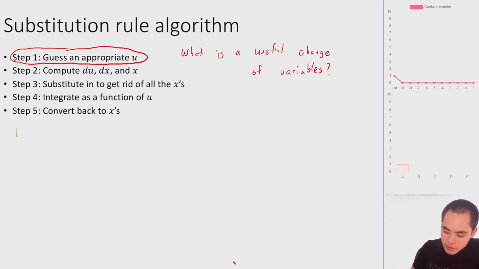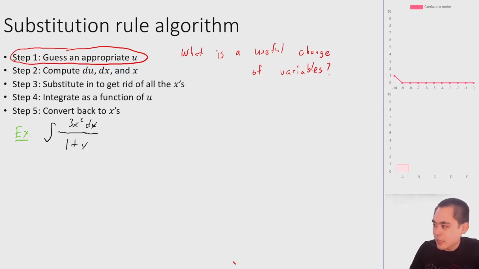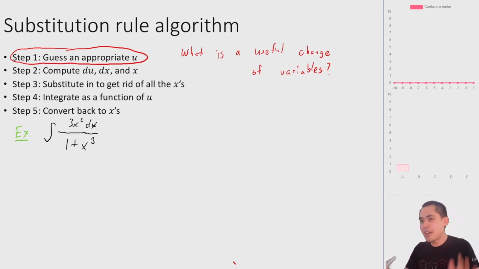To do this, let's go back and look at a couple easy u substitutions. Let's start with an example. Suppose I have the integral of the fraction 3x squared dx over 1 plus x cubed. I'm going to write the dx on top for reasons that'll become clear in a moment. What are the different possible u substitutions? Let's start first with the correct guess and see what happens.